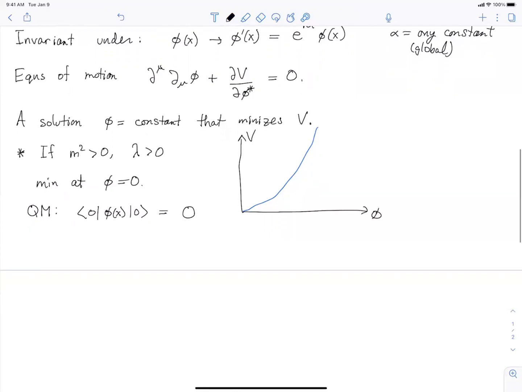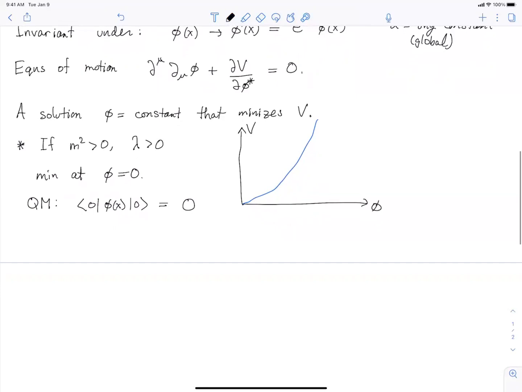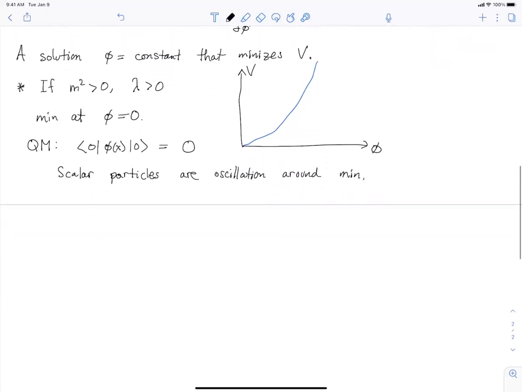So that's characterizing the ground state, and then scalar particles, as opposed to scalar fields. Scalar particles are oscillations, quantized oscillations about the minimum. All right, so that's one possibility.